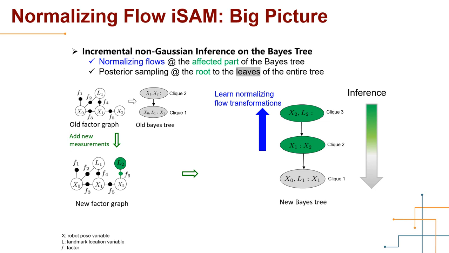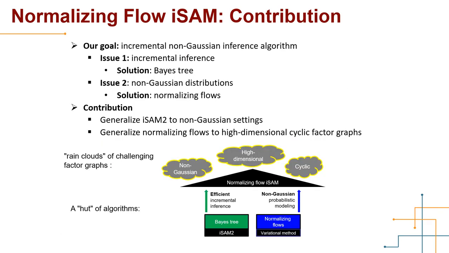However, only part of the tree has been affected since the old one. The affected part is marked in green. We just need to learn normalizing flows on the affected nodes, and the learned model in gray nodes can be reused. This incremental step corresponds to the short blue arrow in the figure. After that, we draw samples from the root to the leaves of the entire tree to infer the joint posterior distribution.